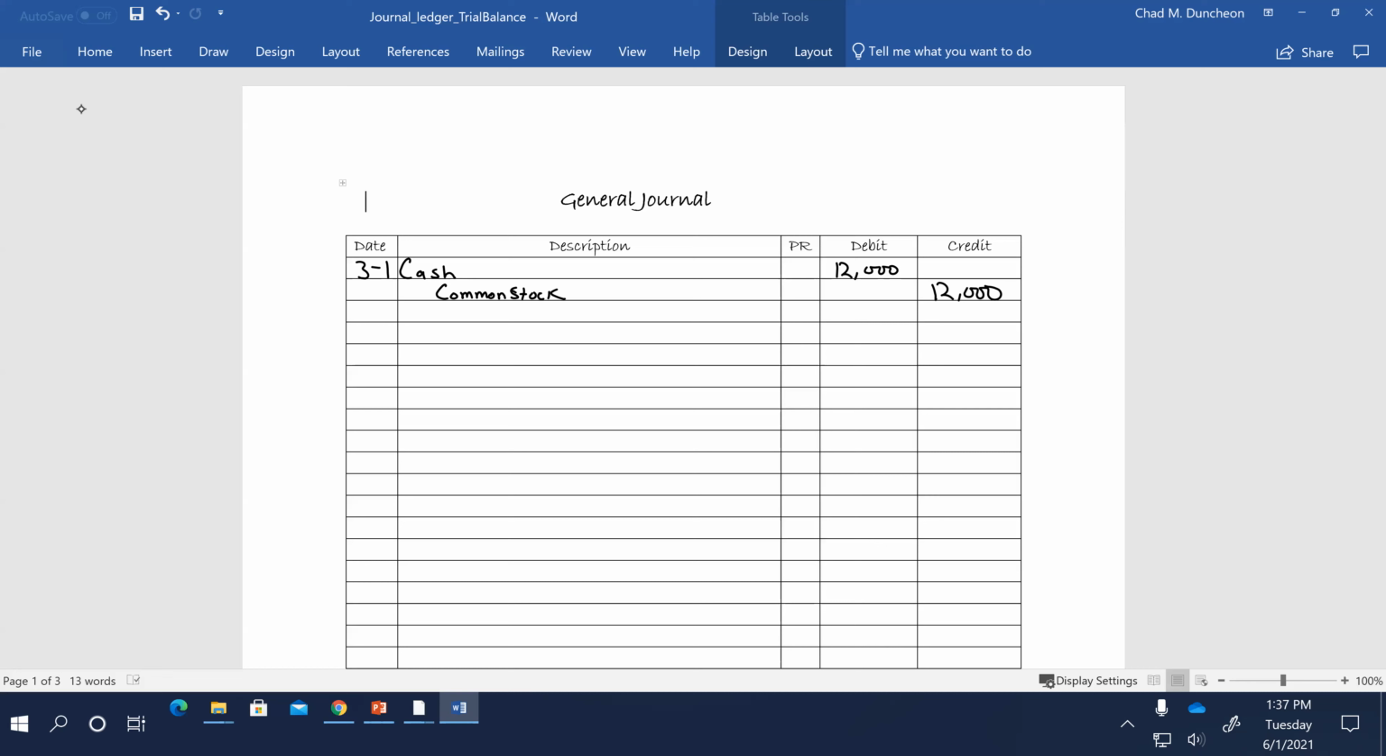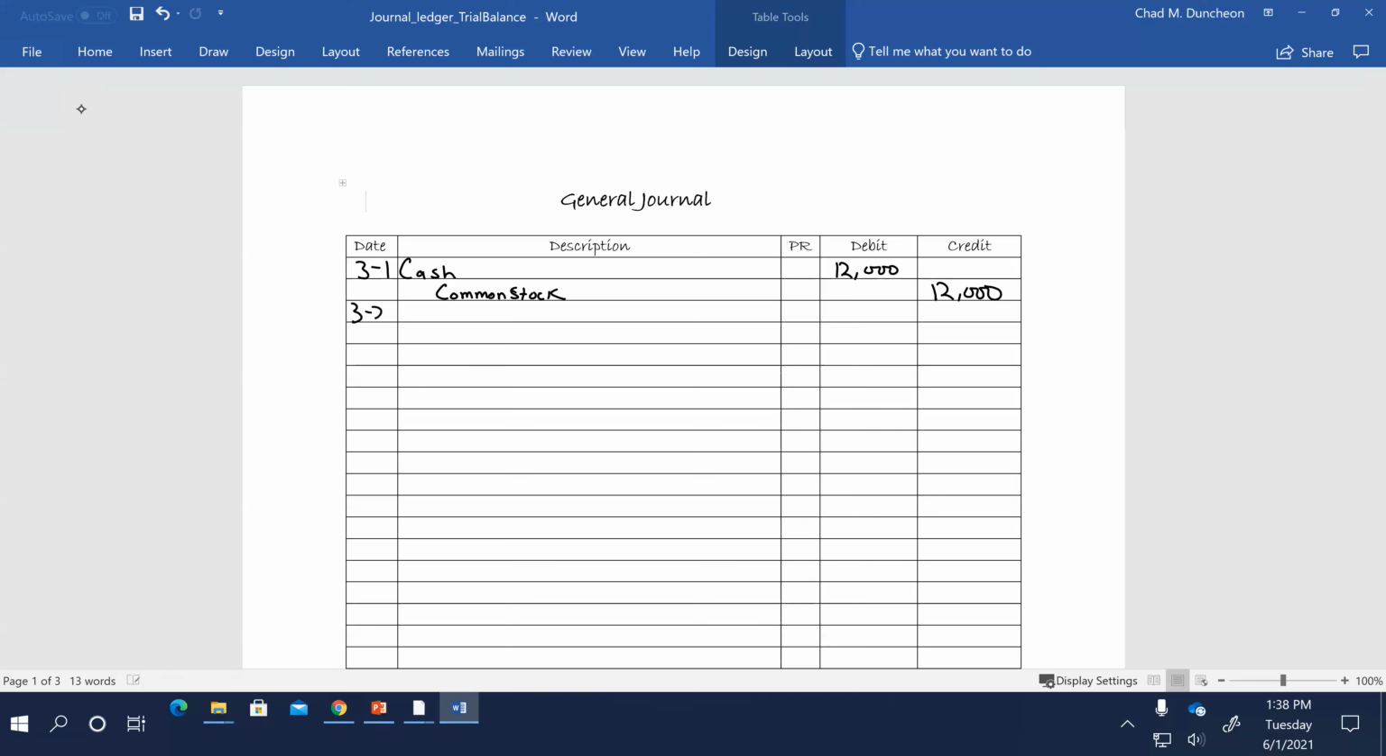Number 2, on March 2nd, High-Tech raised additional funds by borrowing $3,000 from the First Third Bank of Cincinnati. High-Tech promised to pay the amount borrowed plus interest. All right, so first let's write our date in here.